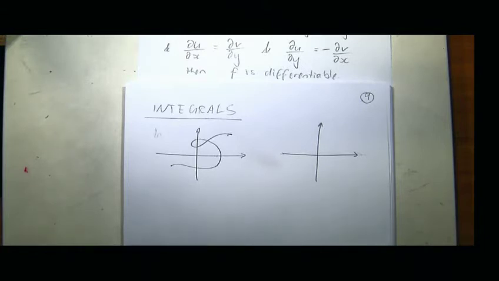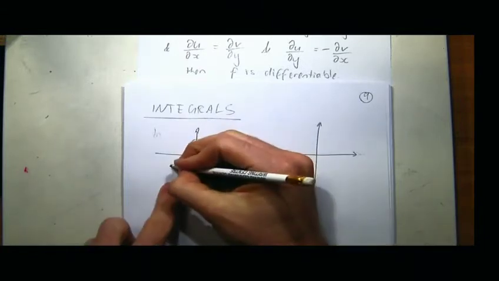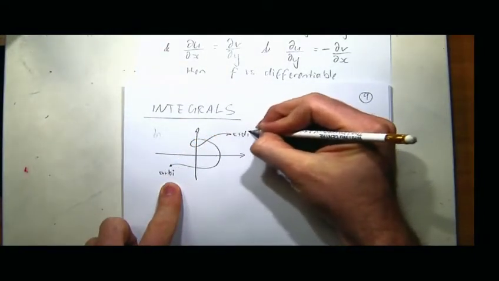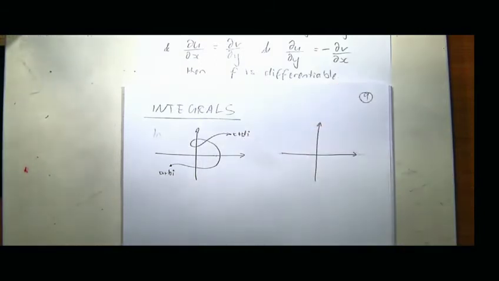But the theory says that if there are no discontinuities enclosed within the path, then it doesn't matter. You just do it the way you always do.